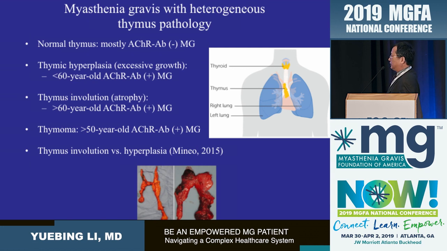Your thymus gland can be classified as normal thymus, mostly in seronegative patients. Thymic hyperplasia usually means a big thymus gland. Look at the one in the bottom right, which is a huge thymus gland. Usually it's a younger patient with AChR positive MG. Thymic involution is thymus atrophy. We typically see it in elderly patients, but after the age of 25, there is a tendency of the thymus to shrink. The thymoma is usually seen in middle-aged or older patients.